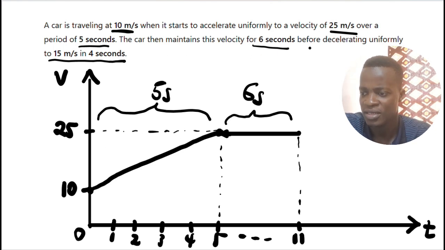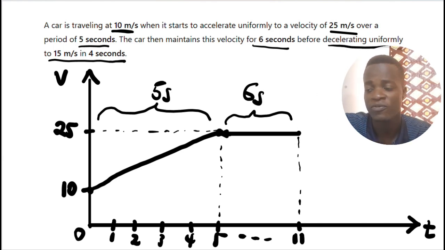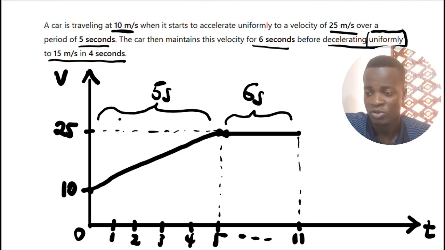After the 6 seconds, what happens? Before decelerating, decelerating means we are going back down. Decelerating uniformly. Take note of the uniformly. Uniformly means that this deceleration occurs in a straight line, without change. To 15, we are decelerating, meaning we are coming down. We are initially at 25, but we are coming down to 15 meters per second. So 15 is going to be in between 25 and 10. Let me put 15 somewhere here.